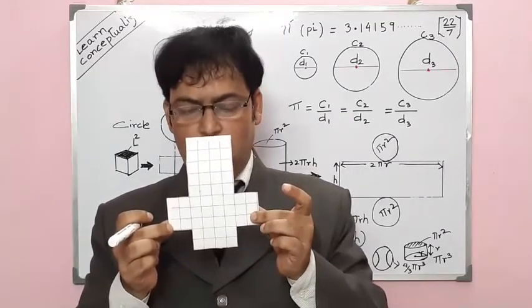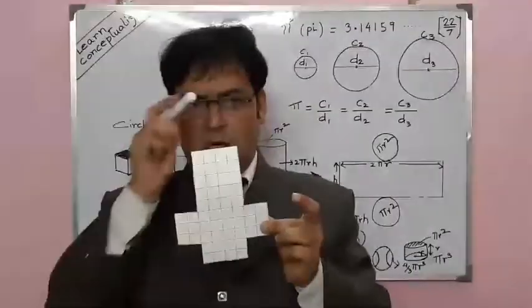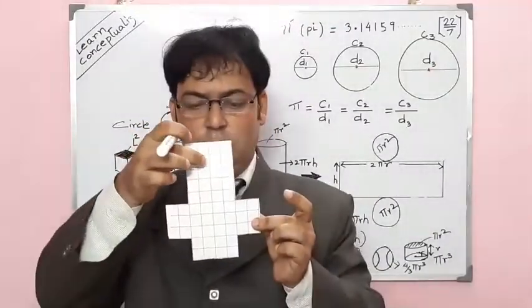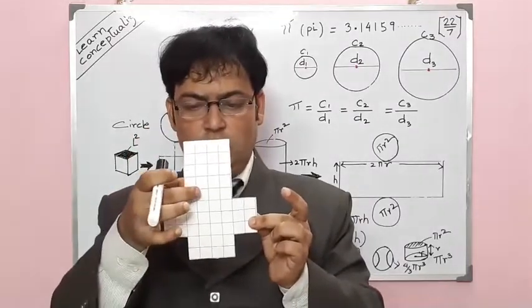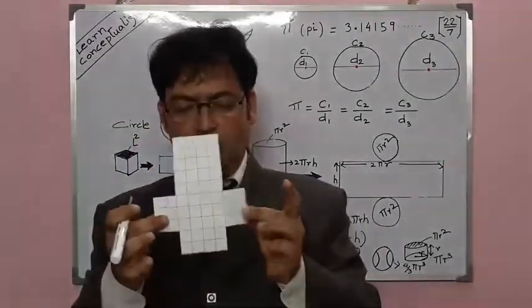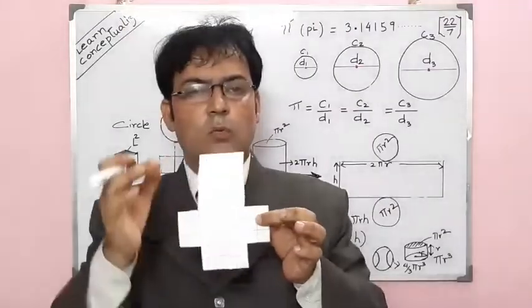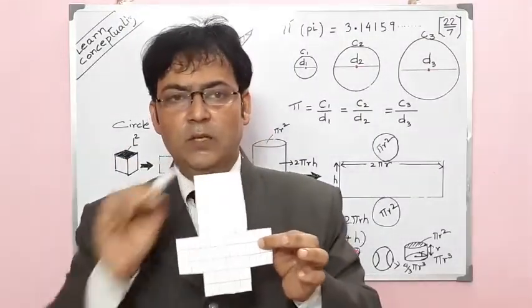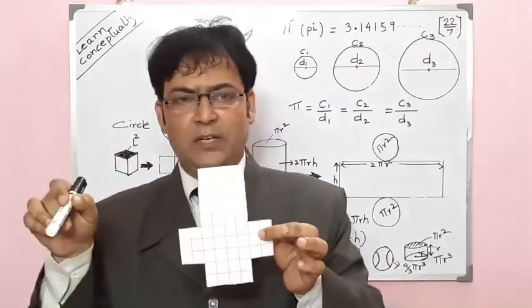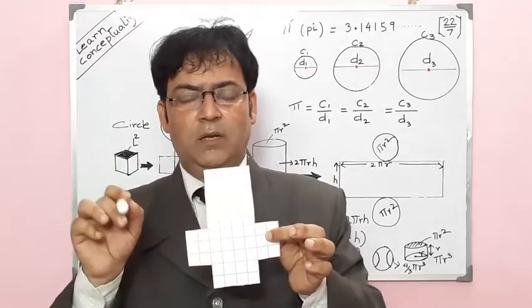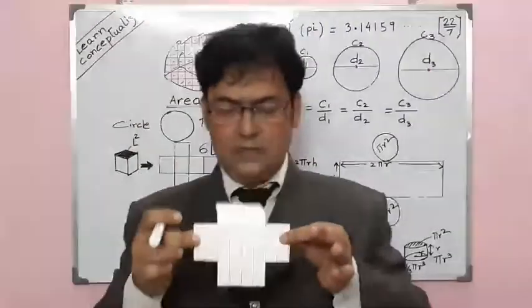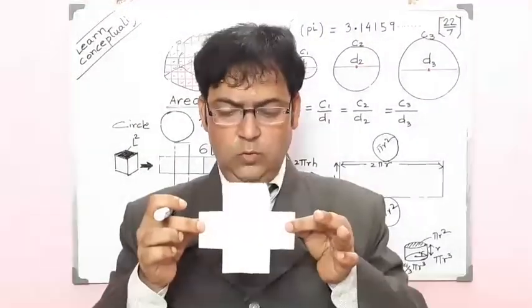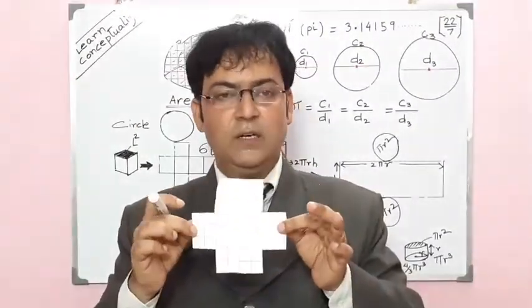And what do you get as the formula? 2 outside the bracket, because you get 2LB, 2LH and 2BH. So what is the final formula? 2 within bracket LB plus LH plus BH. I haven't mentioned it here. So that is how we get the formula for the total surface area of a cuboid.